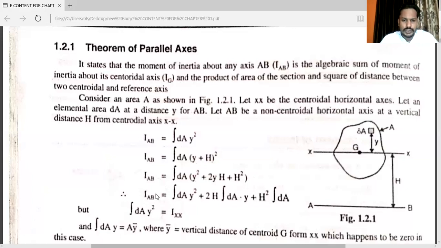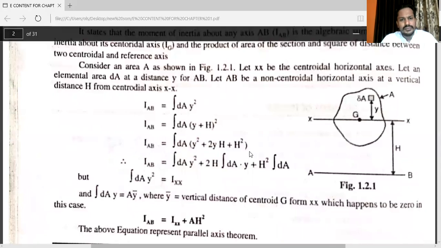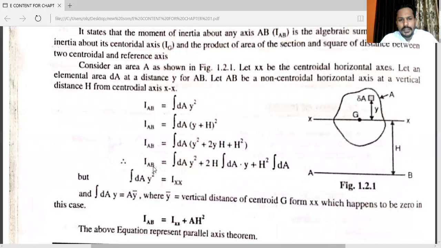Here, if you solve this, you will get IAB, that is moment of inertia about AB, is equal to integration of dA into y square plus 2h integration of dA into y plus h square into integration of dA. So we know that integration of dA into y square is equal to Ixx. That is the formula that we already studied.